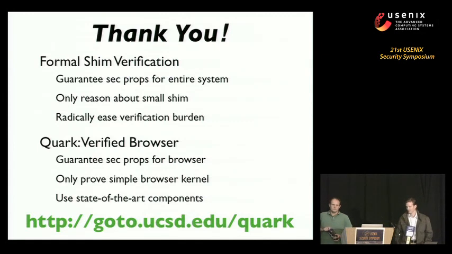So a couple of questions. First of all, how large is the development of the code itself in QUARK, and how large is the proof development? So the browser kernel, I believe, is around 750 lines, and the proof is around 5,000 lines right now.